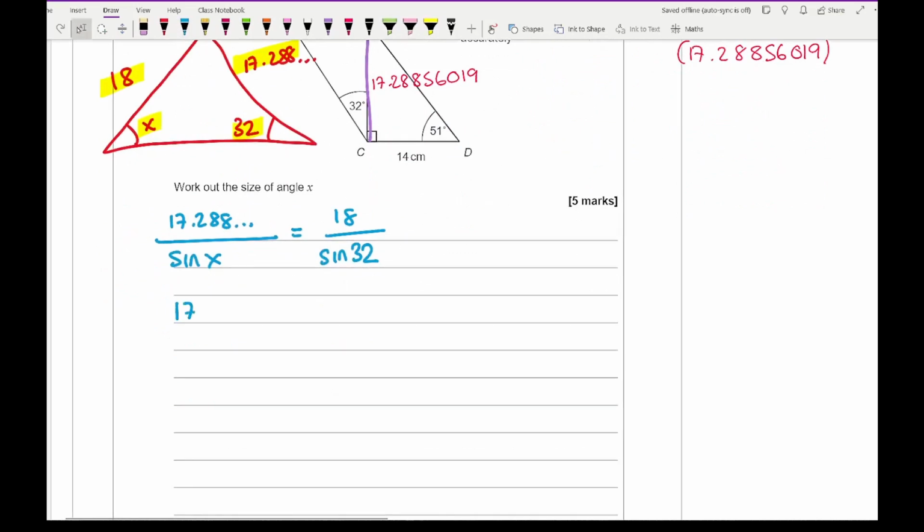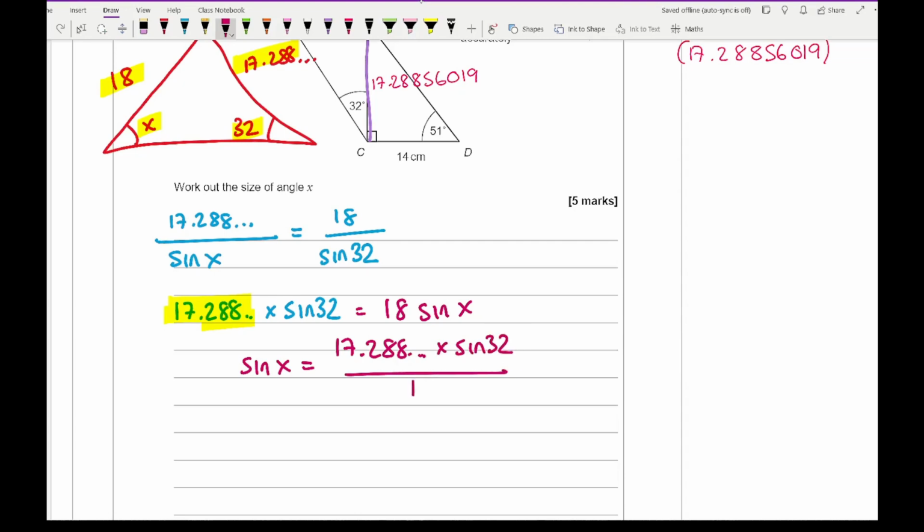Then once I've done that, I need to cross multiply. So I've got 17.288 multiplied by sine 32. The reason I put dots is just in case, because your rounding of this will affect the accuracy of your answer. Then we've got equals 18 sine X. So that means sine X is going to equal 17.288 times sine 32, all divided by 18. So X equals the inverse sine of 17.288 times sine 32 over 18.